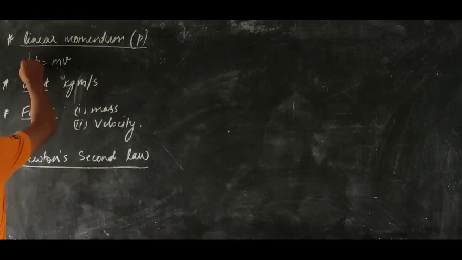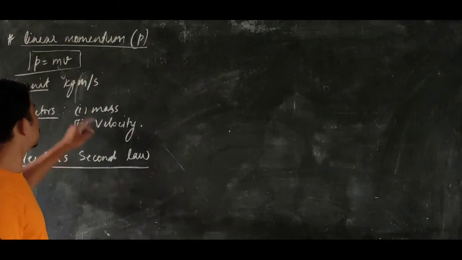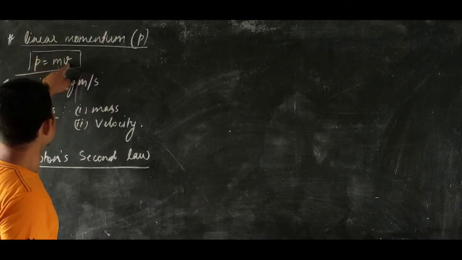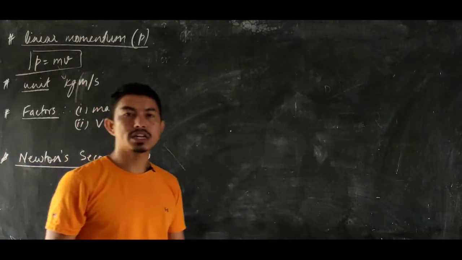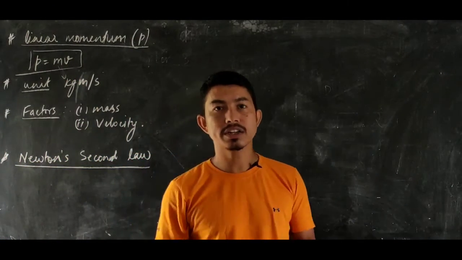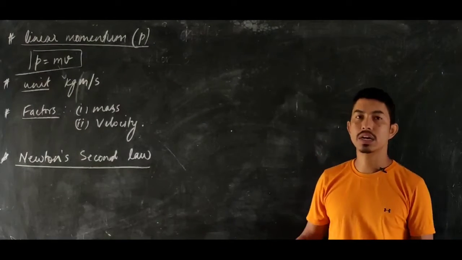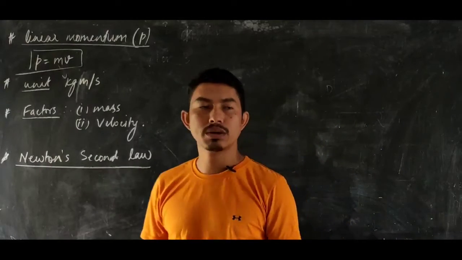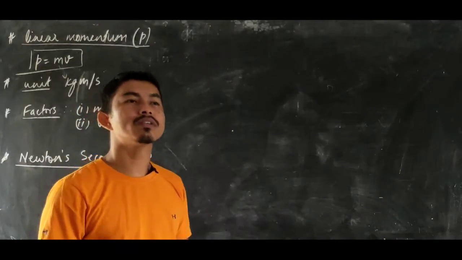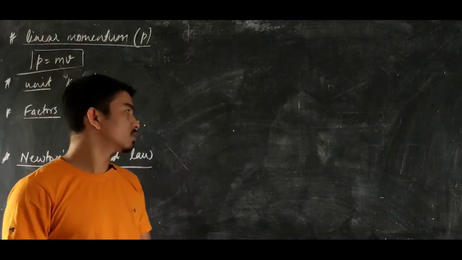So from this formula we see that the linear momentum depends upon two quantities. One is the mass and the second one is the velocity, and both of them are directly proportional to the linear momentum. That is, the greater the mass, the more the linear momentum, or the greater the velocity, the higher the linear momentum. So the linear momentum is directly proportional to the mass and also directly proportional to the velocity.